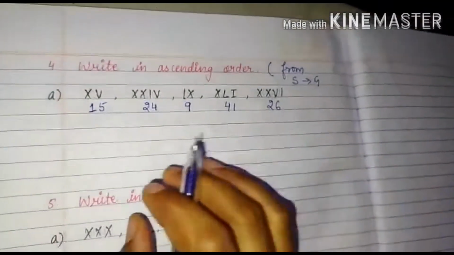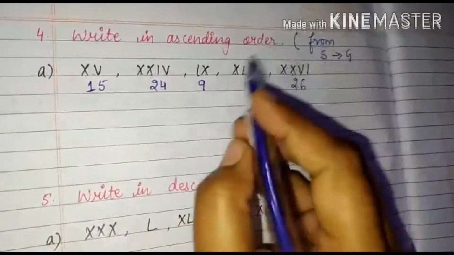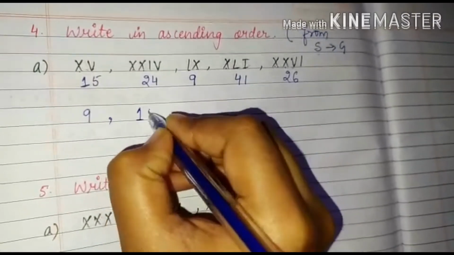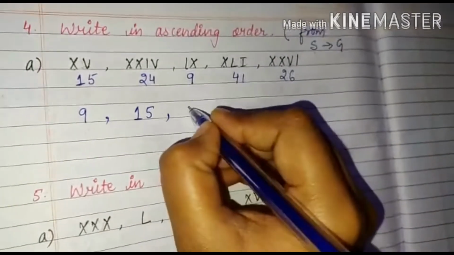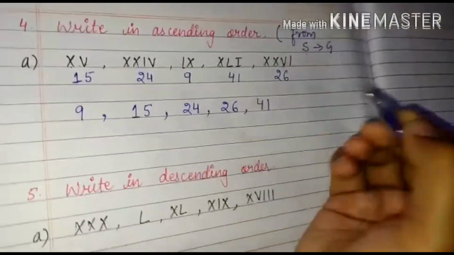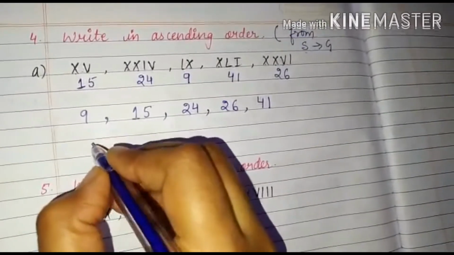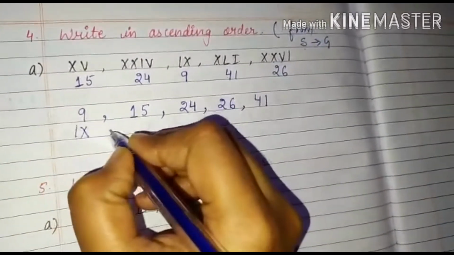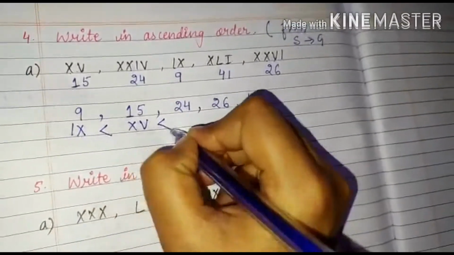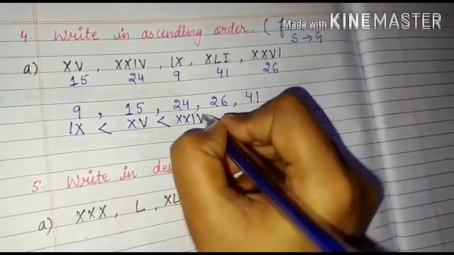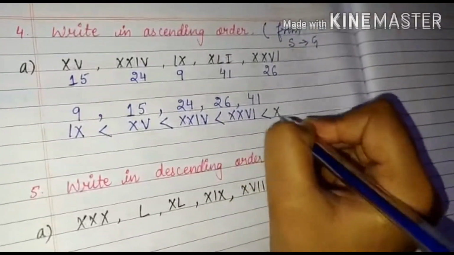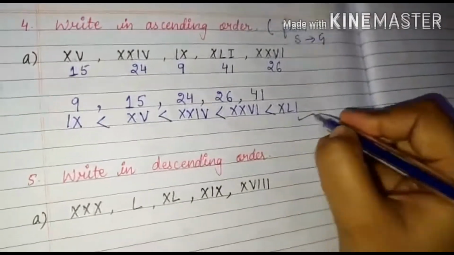Now it's very easy to write them in ascending order, smallest to greatest. Which is the smallest number? 9. After that is 15. Then we have 24, after that 26, then 41. Now we can write these in Roman numerals very easily. IX is less than XV is less than XXIV is less than XXVI is less than XLI. So it's very simple.